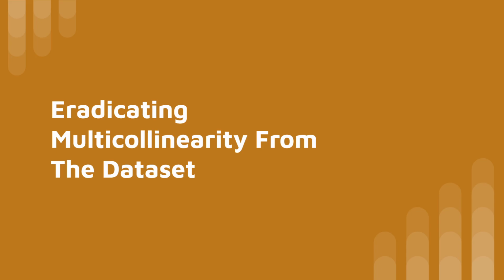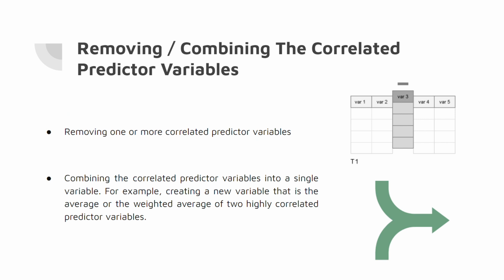So how should we eradicate multicollinearity from our model? There are several methods that can be used to deal with multicollinearity in a dataset. The first method is by removing or combining the correlated predictor variables. We can either choose to remove one or more correlated predictor variables, or we can combine them into a single variable, for example by taking their weighted average.